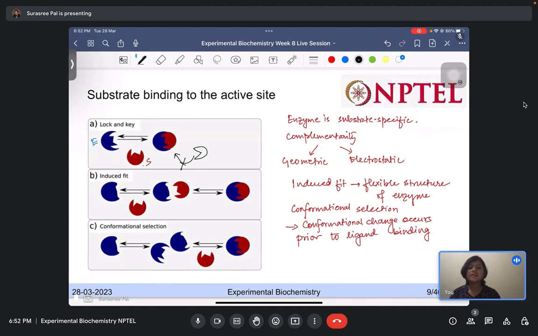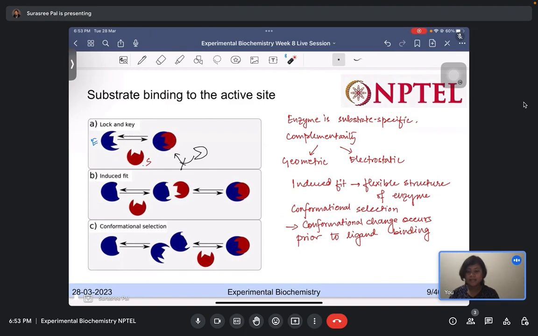Later on, the induced fit model was discussed, and the induced fit model states that there is flexibility in the structure of the enzyme.